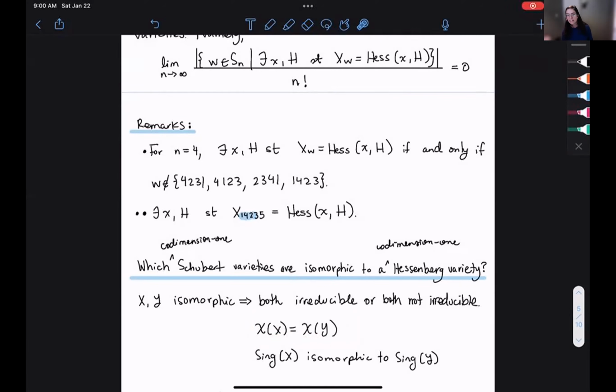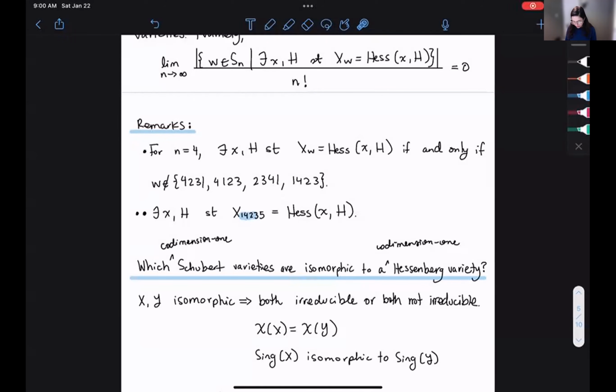So Hessenberg varieties have affine pavings, and Julianna Tymoczko proved this for type A, Martha Precup for general type, and not only, and they use their affine pavings to give methods to compute Euler characteristics and Poincare polynomials.